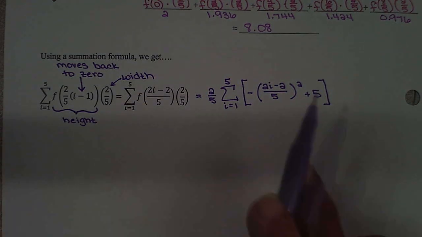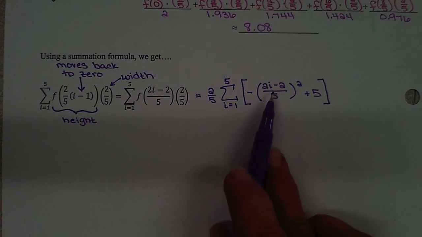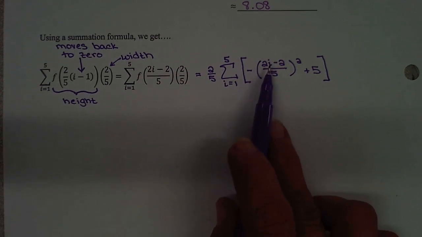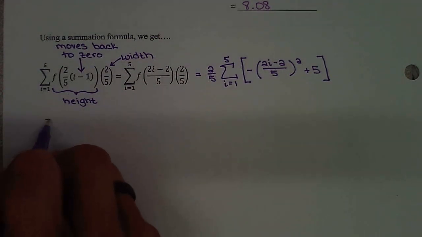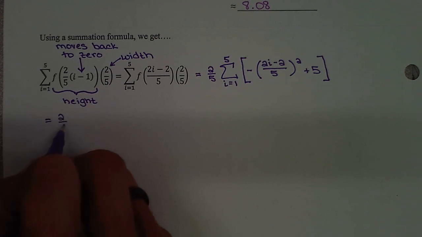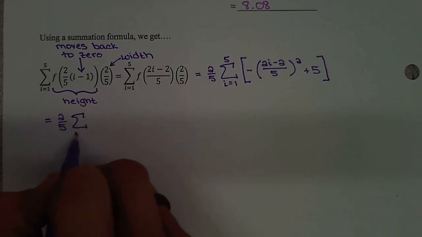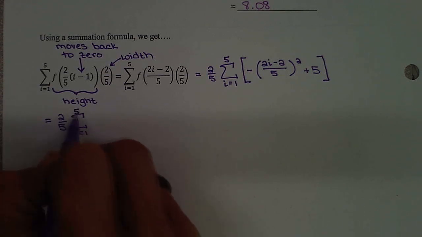So now I need to square this. The thing here is, don't forget, whenever you square a binomial, we would actually have to write this guy out twice and do all of my distributing. So this is going to be 2/5 times the summation from i equals 1 to 5.